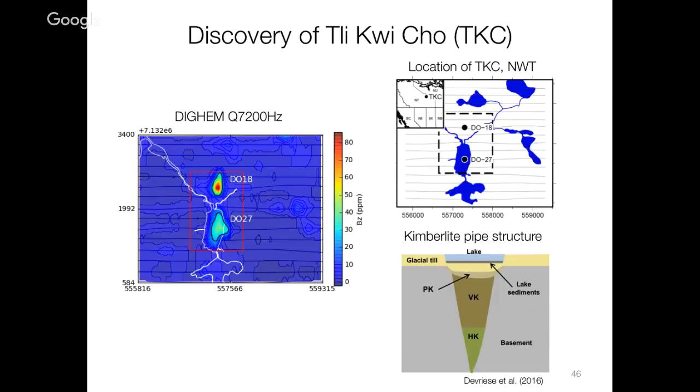There was a DIGHEM survey. A DIGHEM is a frequency domain EM system, so it's like the Resolve system. In fact, it's an older Resolve. And Q, quadrature, okay, 7,200 hertz. So now you're familiar with all these things. This is the vertical component of the magnetic field. And you see that there are 2 conductivity anomalies. There's one here, it's called DO18, and there's one here called DO27. So those are 2 pipes.